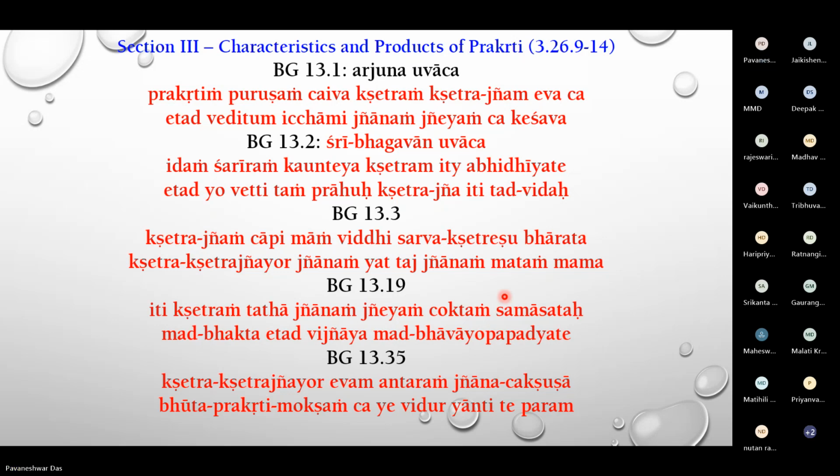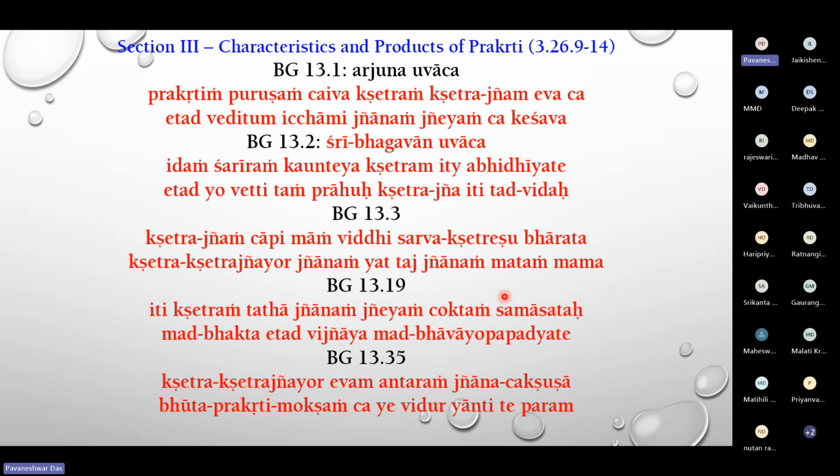Same. So, Idam Shariram Kaunteya Kshetram Iti Abhidhiyate, Etad Yo Vetti Tam Prahuh Kshetrajnam. The guest knows. He's seeing everything. So he is Kshetrajna. The doer is Kshetra. The family members are Kshetra.